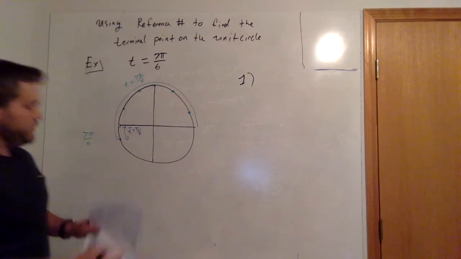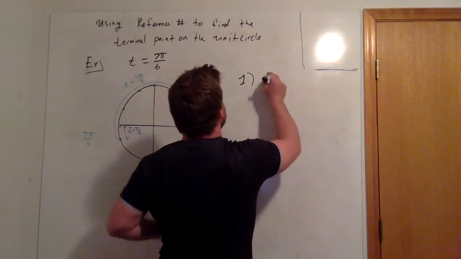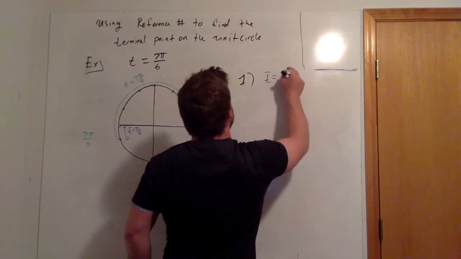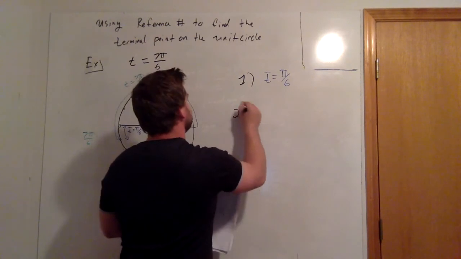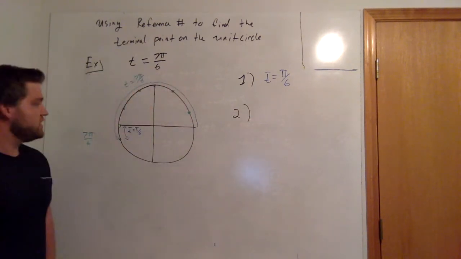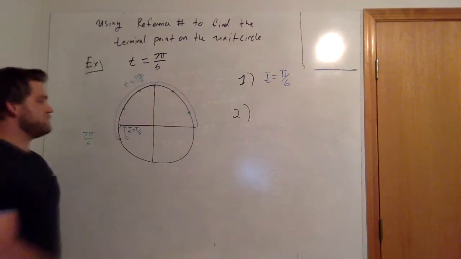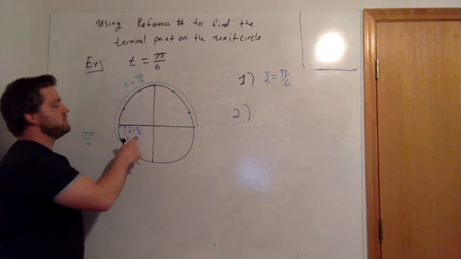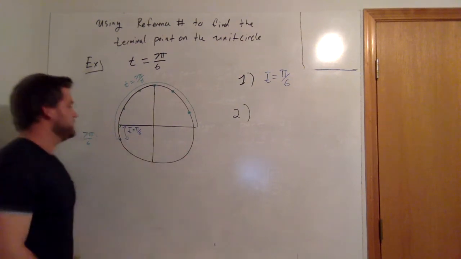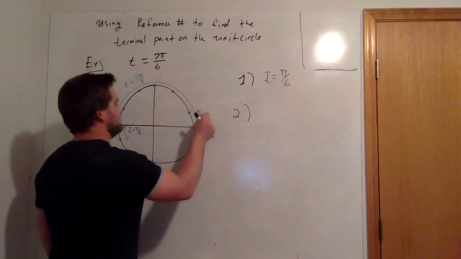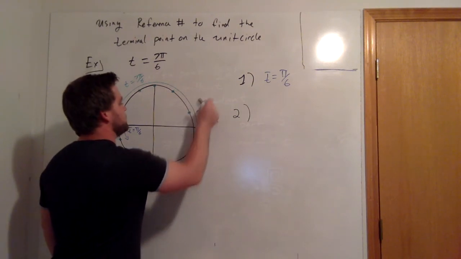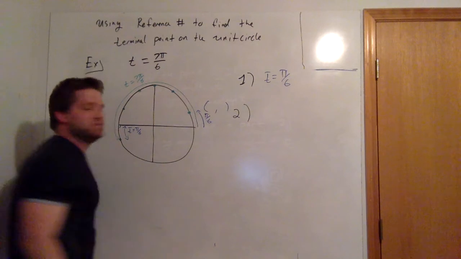So we first figure out that t bar is pi over 6. Okay, now step 2, what we're going to do is figure out the x and y coordinates if we traveled a distance of pi over 6 along the unit circle in quadrant 1. So if I go from here to here, this is a distance of pi over 6, and we want to think about what the x and y coordinates are right here.